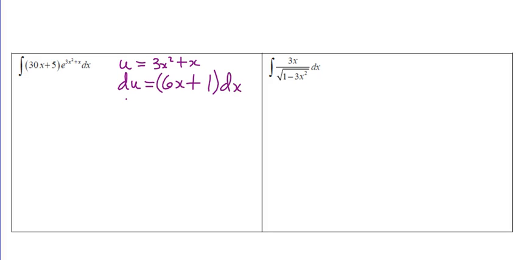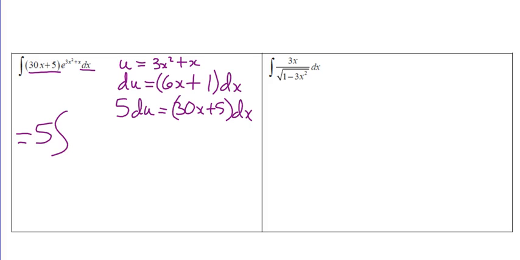So 5 du will be equal to 30x plus 5 dx. So now this gets to be replaced by 5 du. So we can toss down the 5 outside, right? We've got 30x plus 5 dx. This part is du, and then we've got e to the u du.